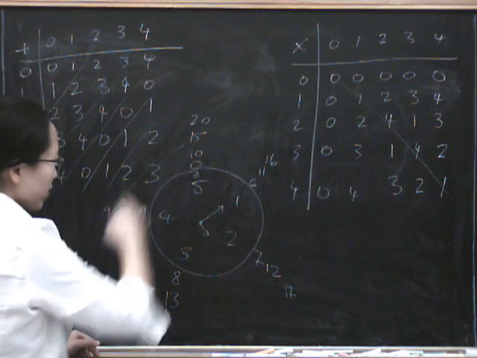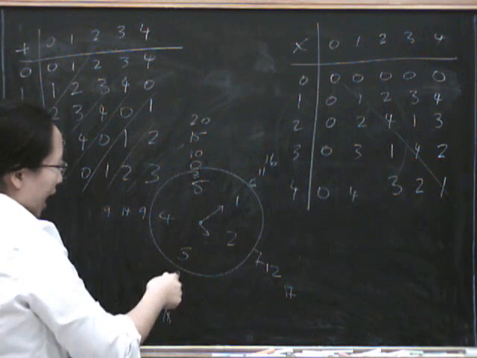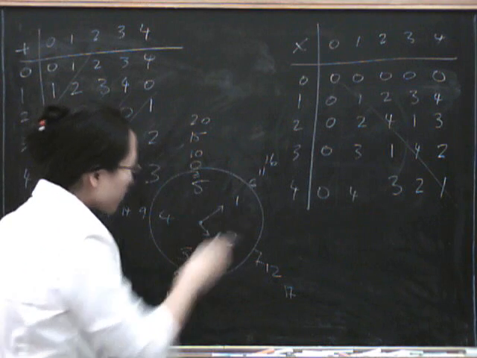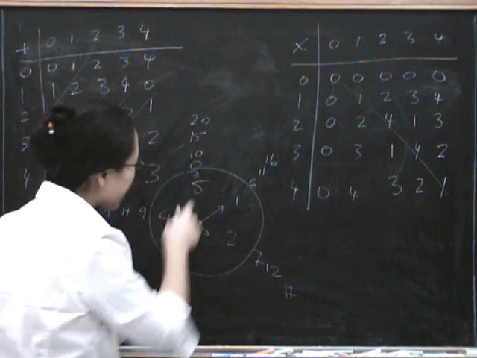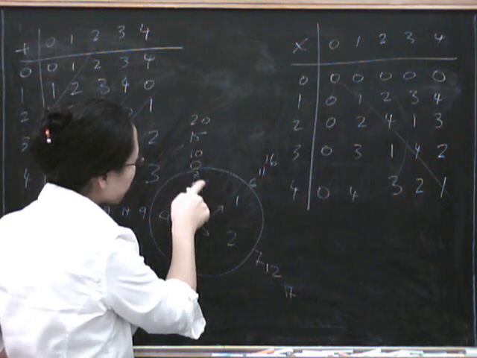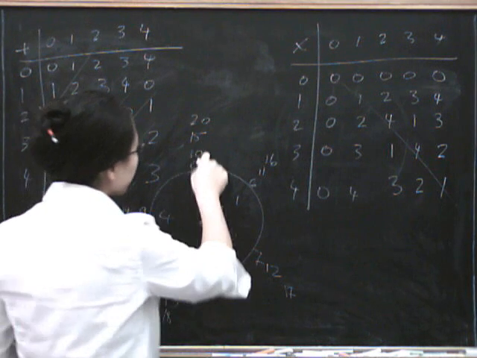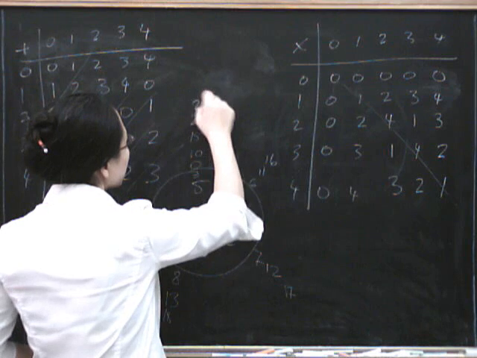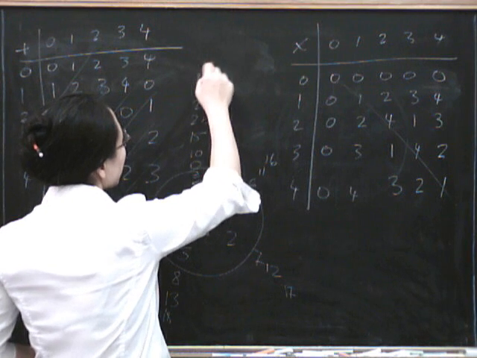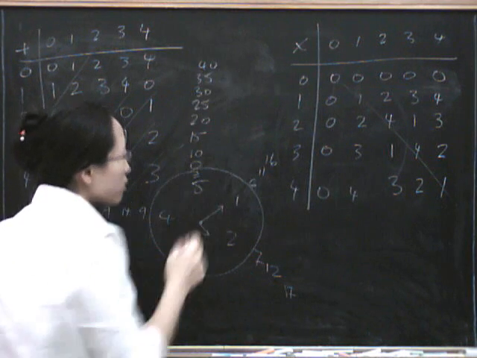If we concentrate on this thing going round and round, every 5 will come back to the same place, right? So it's easy to see what's going to be the same as 0, because it's going to come back every 5. We'll get 5, 10, 15, 20, 25, 30, 35, 40. Those will all be the same.